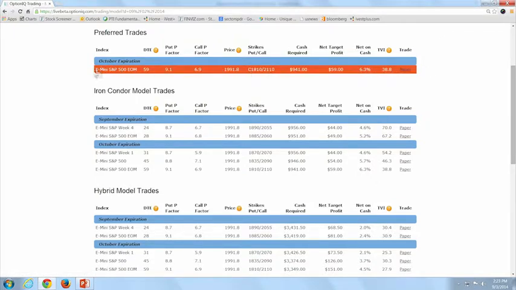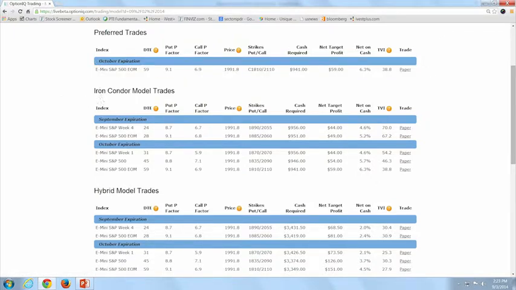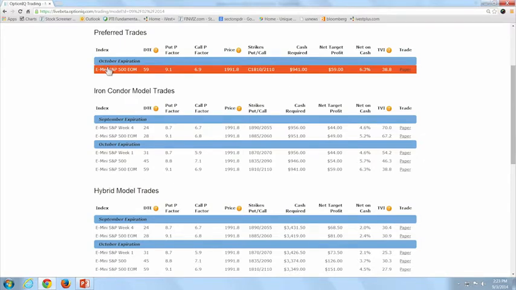Then I go down and I see something called Iron Condor model trades, and I see a bunch of trades there. And I see something that says hybrid, and I see a bunch there. And there's actually some other strategies below that. But what I want to focus on right now is what we just talked about. So we go to the Set Trade page, which we're on, and we're going to select from the preferred trade if available.